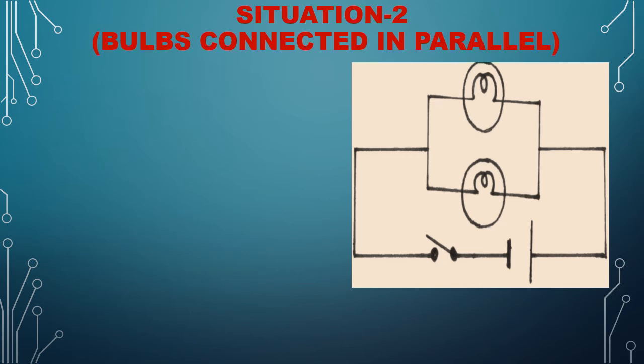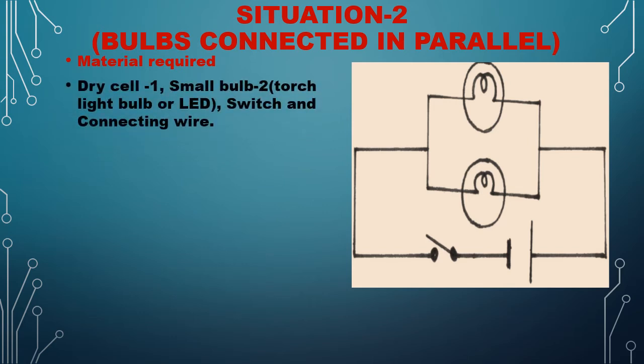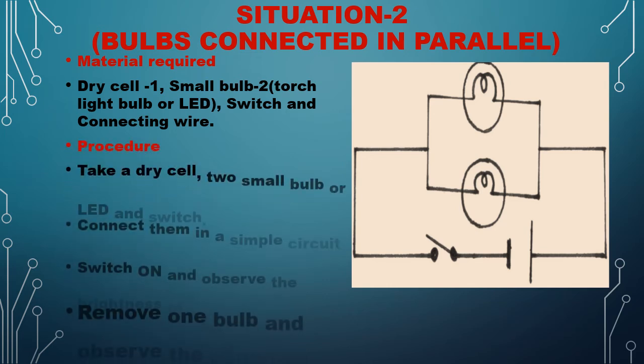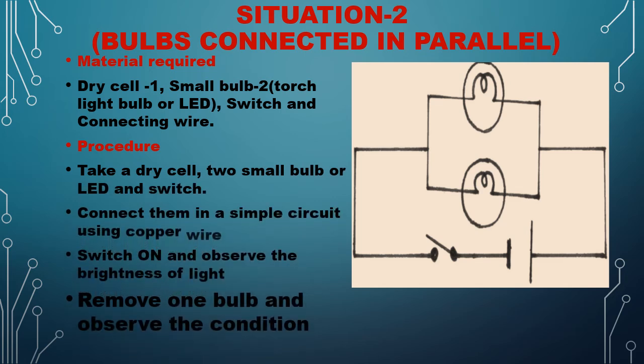Now again, what are the materials? You can see the diagram and tell me what the materials are. Yes, one dry cell, two small bulbs, a switch and connecting wire. So what is the procedure again? Connect these bulbs and the dry cell with a copper wire and switch on. That means the circuit is closed.